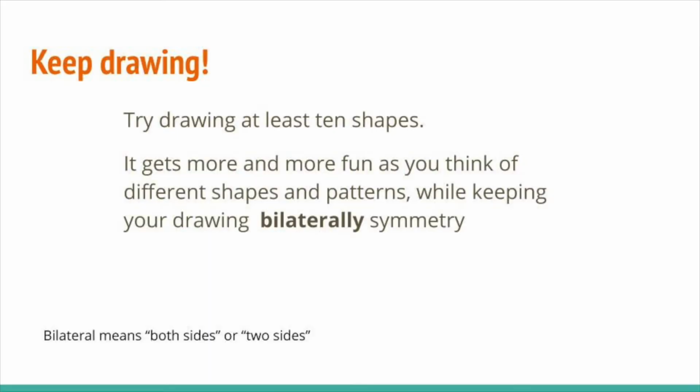So first we're going to draw a line with the ruler and the pencil. This is going to be the line of symmetry. Then for every item I put on one side of the line, I have to put a matching item on the other side. You can draw whatever you want. Keep on drawing. It gets more and more fun as you think of more details to add, as long as you maintain the symmetry, since that's the point today.